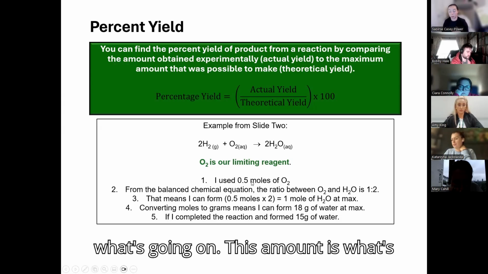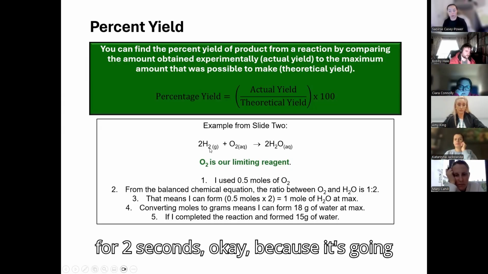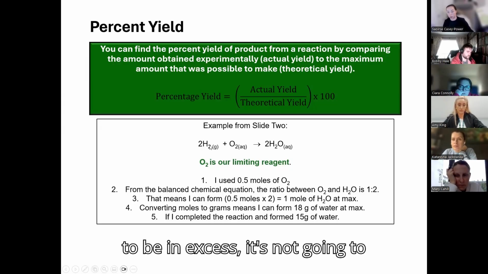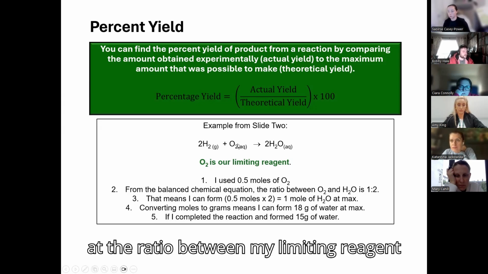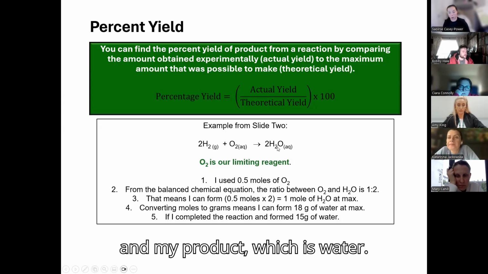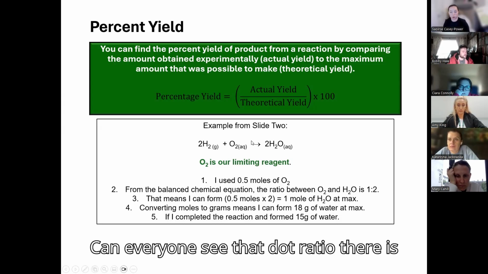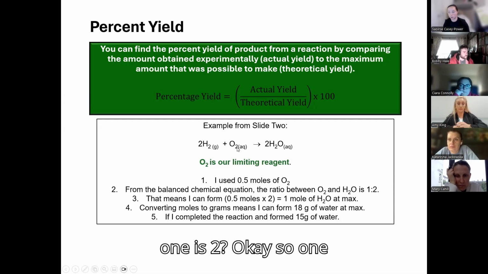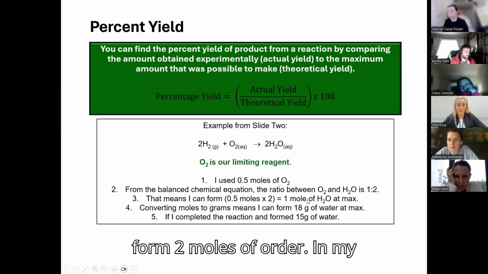This amount is what's going to determine how much water is formed. So if I ignore my hydrogen for 2 seconds, because it's going to be in excess, it's not going to control the reaction. I just look at the ratio between my limiting reagent and my product, which is water. Can everyone see that the ratio there is 1 to 2? So if I had 1 mole of oxygen, it will form 2 moles of water.